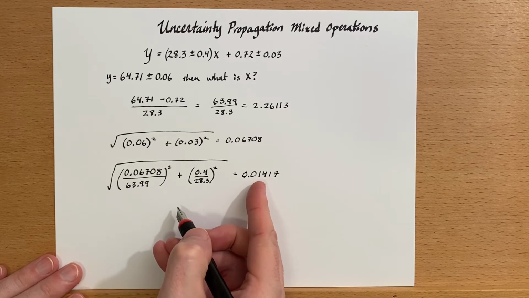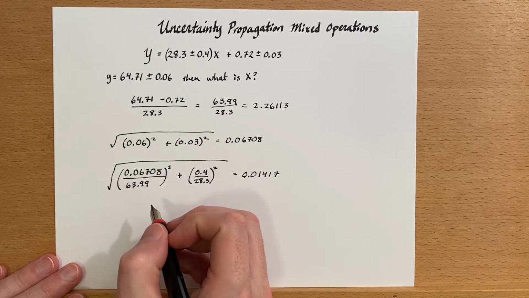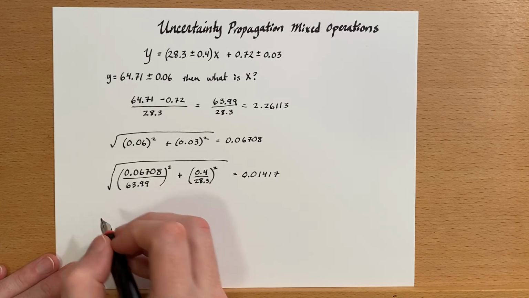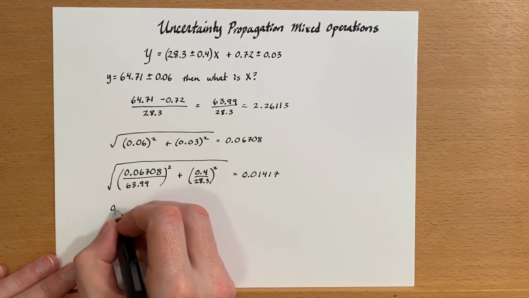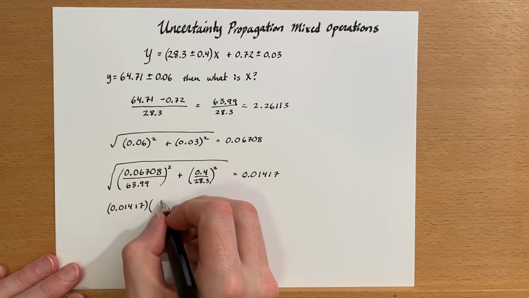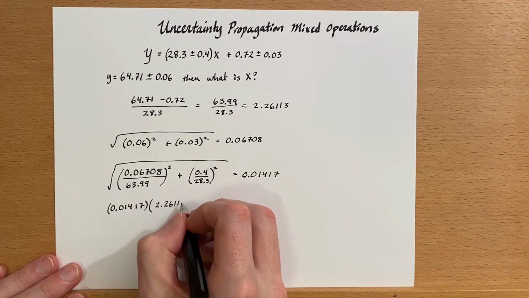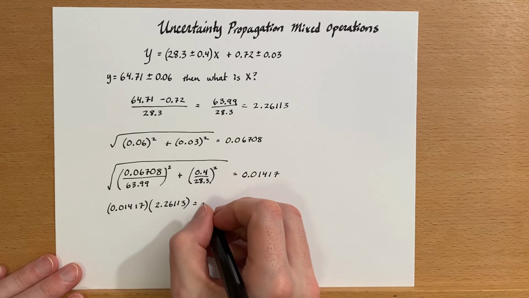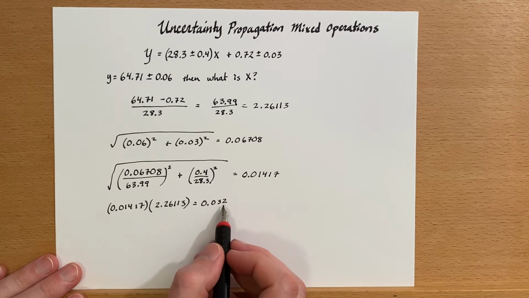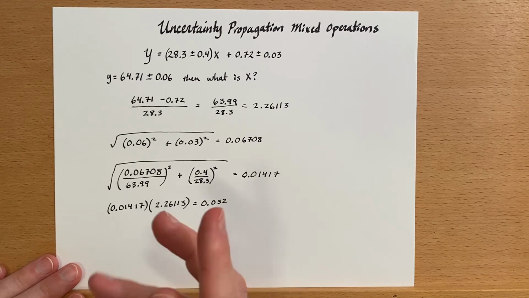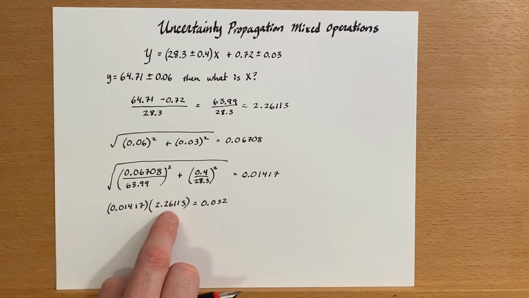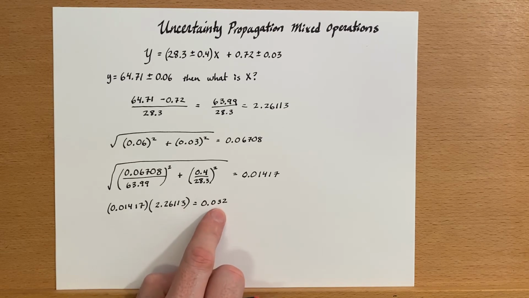So I will need to take this number, multiply it by my x value to get it back into absolute uncertainty so I can report it as plus or minus something. So I'll do that really quickly down here. Times 2.26113. And I got 0.032. That's my absolute uncertainty, because again, relative uncertainty times the magnitude of the measurement that it's associated with will get us back into absolute uncertainty.